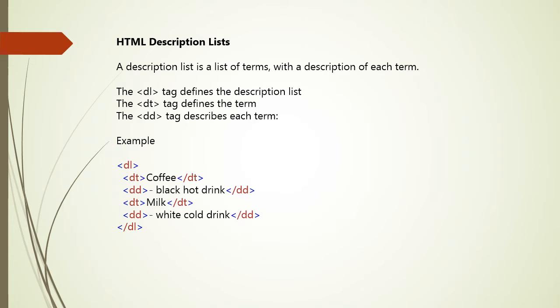So description list starts over here in DT coffee. Now we want to describe about the coffee, so we will use DD. Okay, so we will describe the coffee, black hot drink. Again DT milk. If you want to describe more about milk, so you use DD tag, DD white cold drink. Close the DD tag and close DL tag.